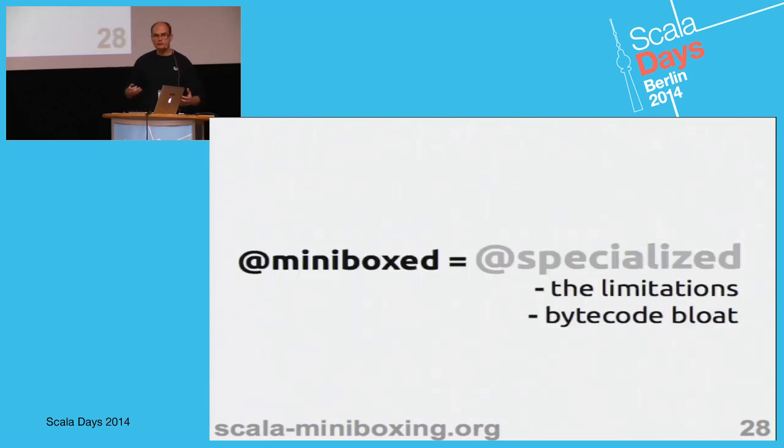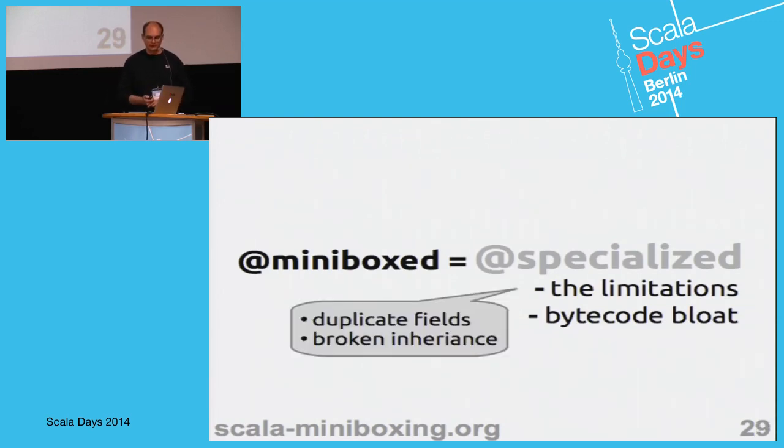Okay, that's very good. So why do we want something new? Well, there are some limitations to it, and I'm going to talk about two of them that we address in Miniboxing: duplicate fields and broken inheritance.